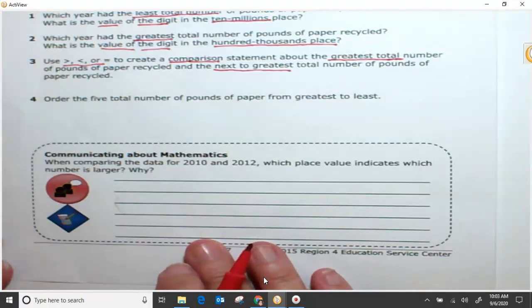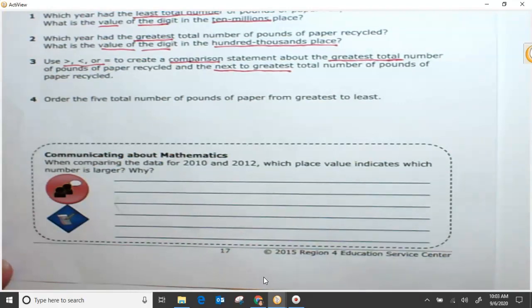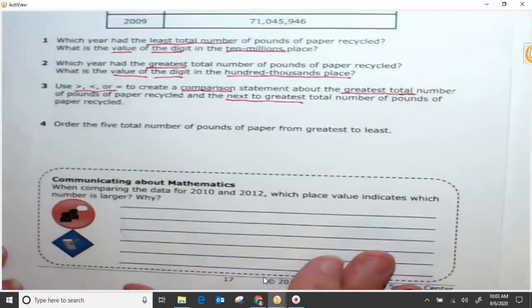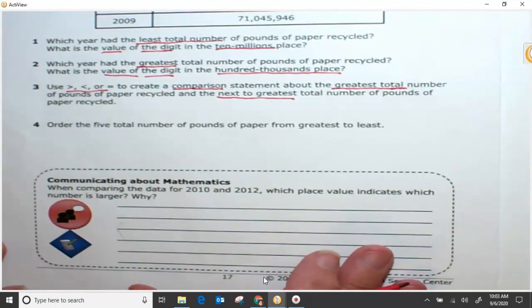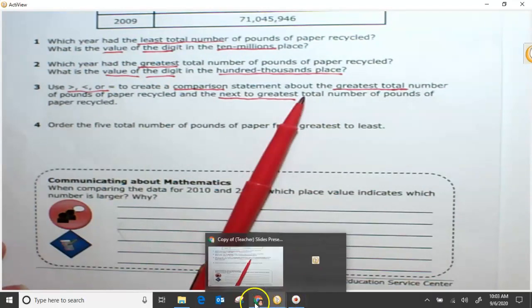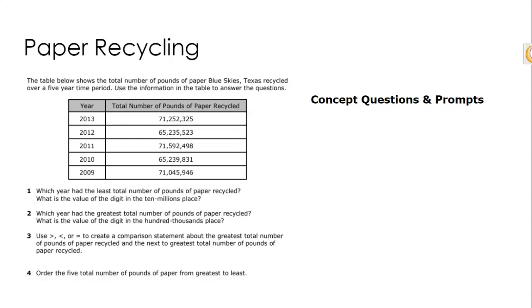So it's asking you, when you compared 2010 and 2012, what is it that helped you, that you had to compare to figure out which number was larger and why you did that? So you're kind of doing what I explained in the tasks, task A and B. So if you need to review back to those, you certainly may. That's always what's kind of nice about having this in a video for you, because you can go, wait, I didn't get that.